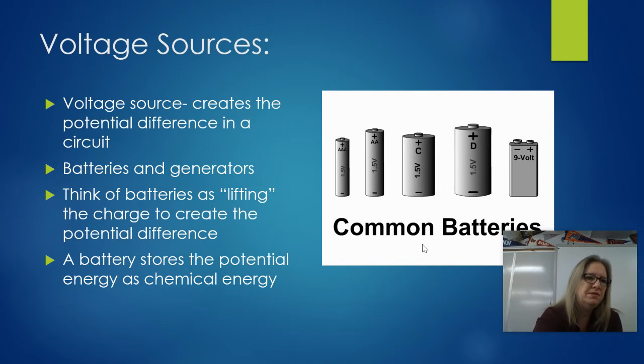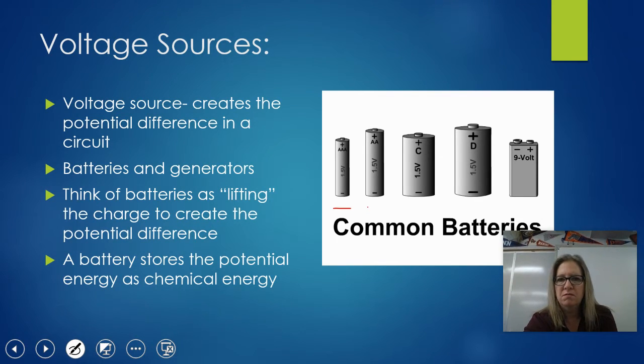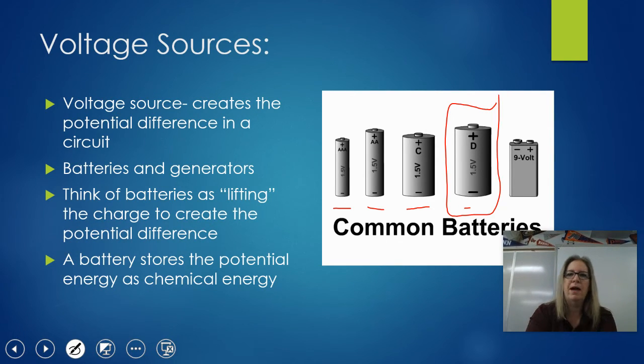And if you notice, these four batteries right here all have the same voltage. They're all 1.5 volt batteries. The reason they have different sizes is for convenience. You wouldn't want to put this big D-cell battery in your remote control, right? You want something kind of small. But the bigger the battery, the more material there is in it for that chemical reaction to occur. Those batteries will last longer.